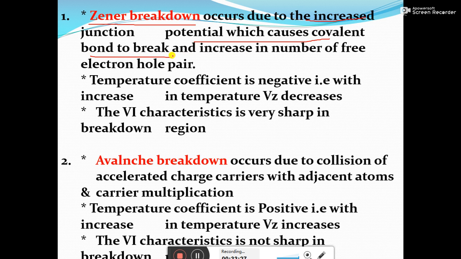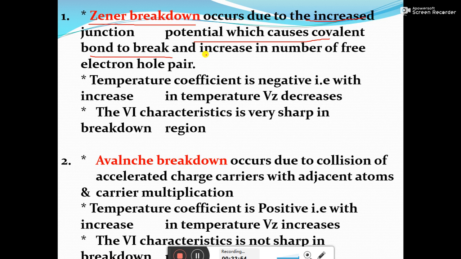As we have already seen, the covalent bond is formed by two electrons. So whenever the covalent bond gets broken down, an electron is released. If an electron is released, the same but opposite charge is created in the covalent bond, which is nothing but a hole.